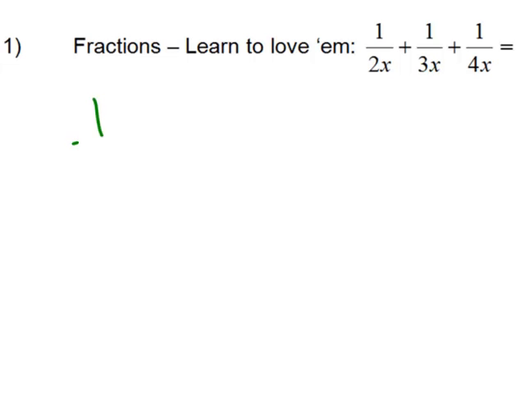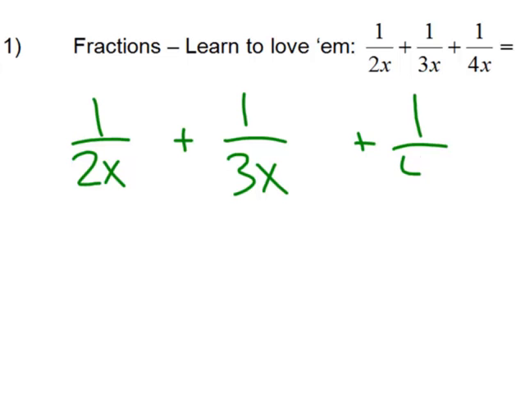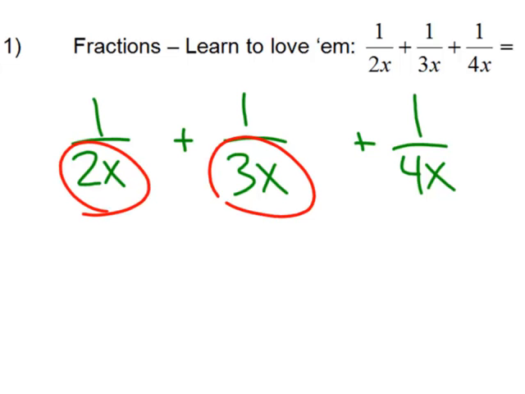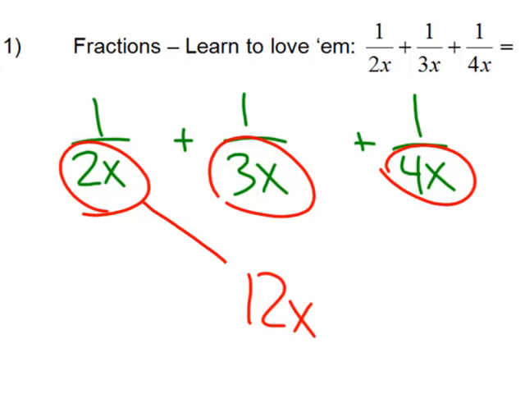We've got 1 over denominator 2x plus 1 over denominator of 3x plus 1 over denominator of 4x. And our task is to ask, what is the common denominator that is divisible by all of these? 2x, 3x, 4x. I hope you agree that 12x is the smallest denominator that is divisible by 2x, 3x, 4x. So let's turn all of those denominators into 12x.